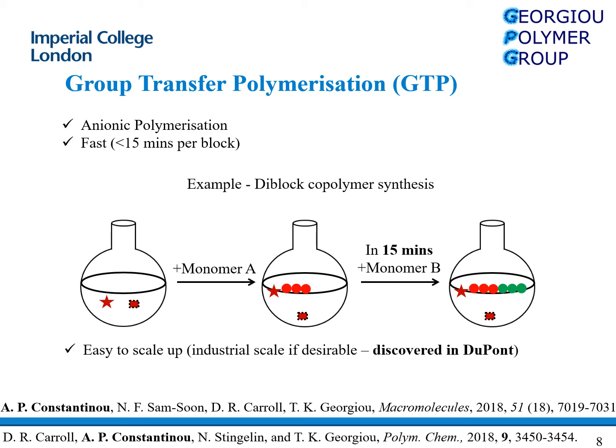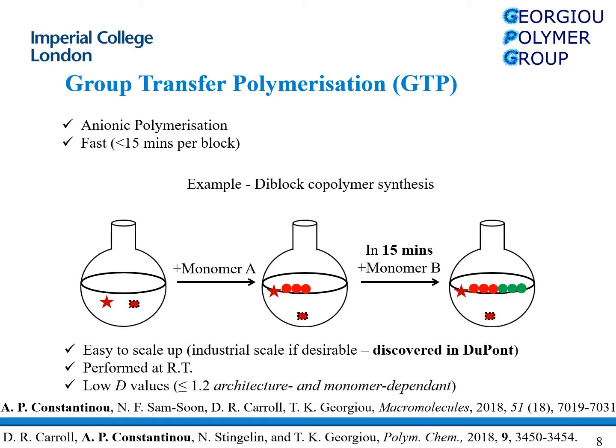GTP is very useful because it's very easy to scale up to industrial scale if needed. Then it's performed at room temperature, so we don't need to spend energy on making the polymers, and it produces well-defined polymers, so polymers with low dispersity values, normally below 1.2 depending on the architecture and the monomer.